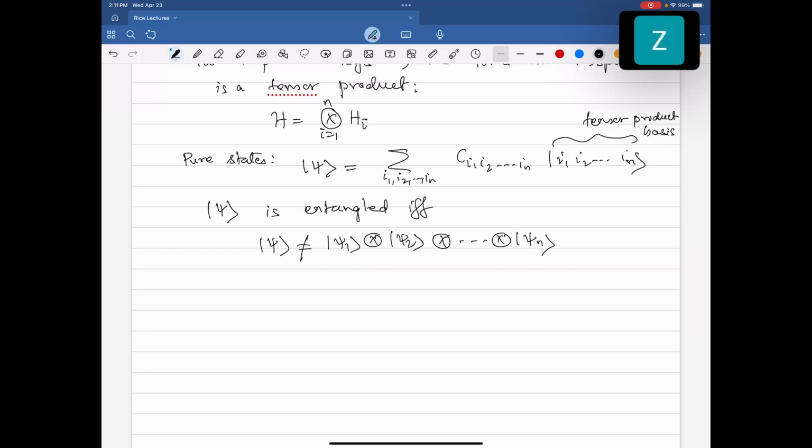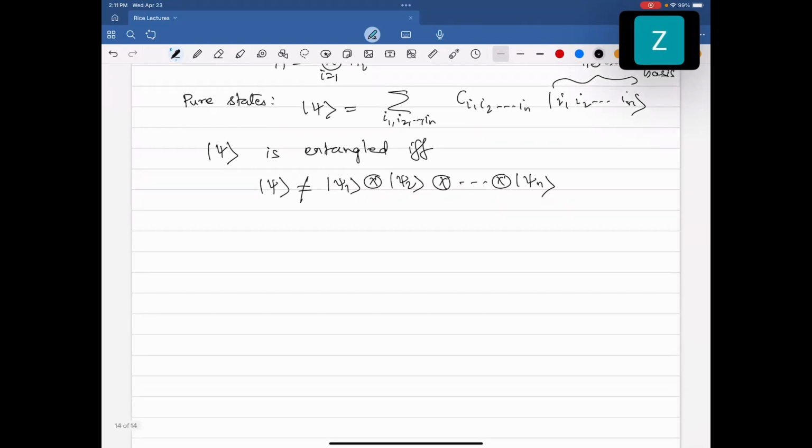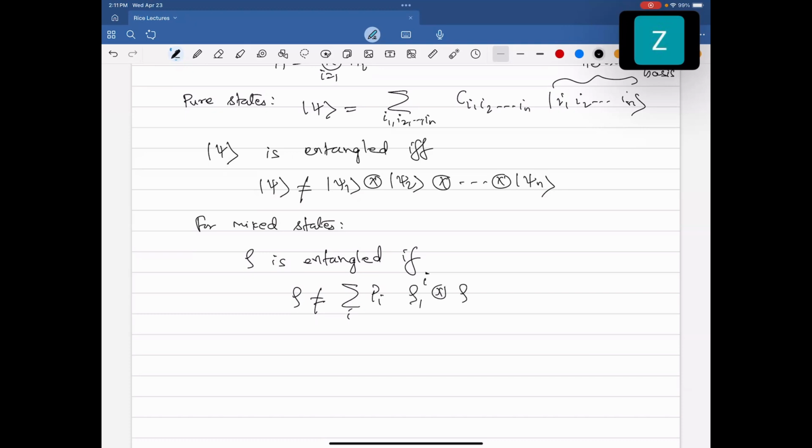This is just a definition that I'm sure you have seen before. And the question is, what can we say in general? So a pure state is a special case, of course. And so the general statement is that for mixed states, rho is entangled if rho could not be written in this way. So it could not be written as a sum over tensor product of density matrices.